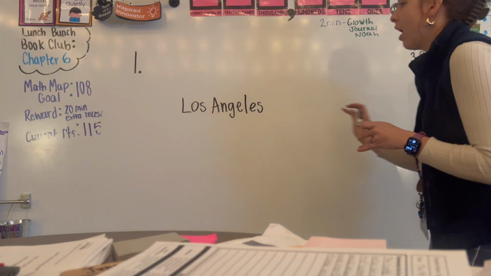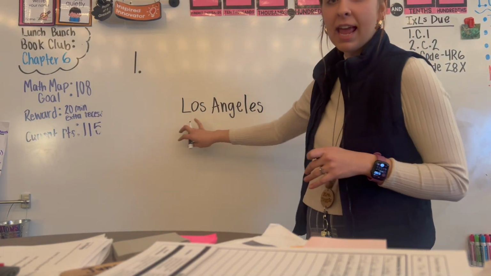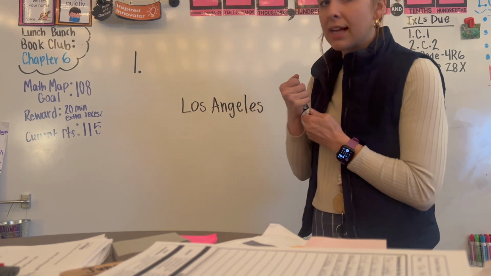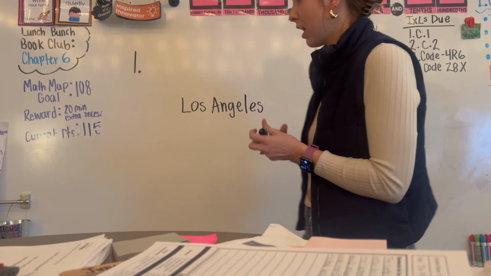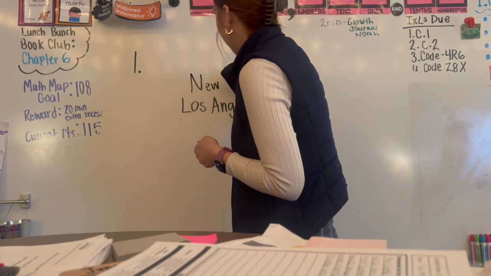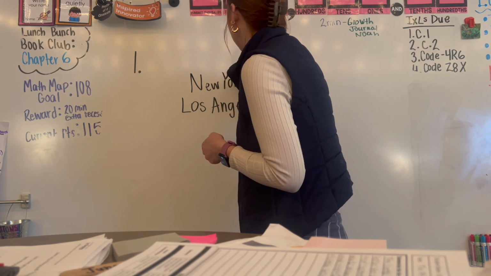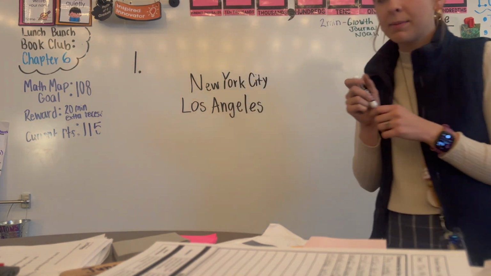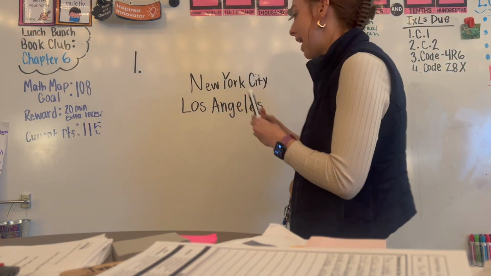For example, Los Angeles. You capitalize both parts of the name of that city, even though it's not a person, because it has two parts to that name. New York City is also another example. New is capital, York, and City, because it is the specific name of a city.